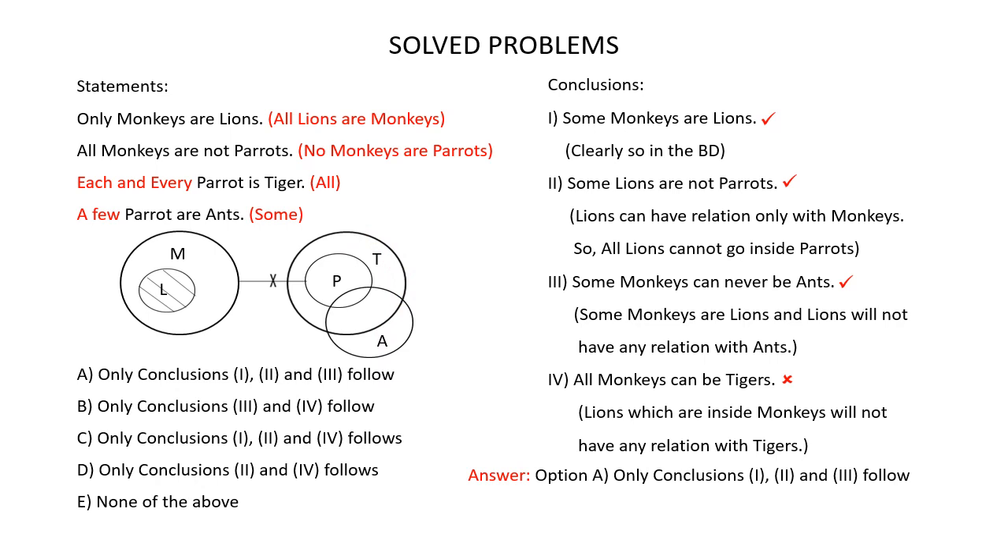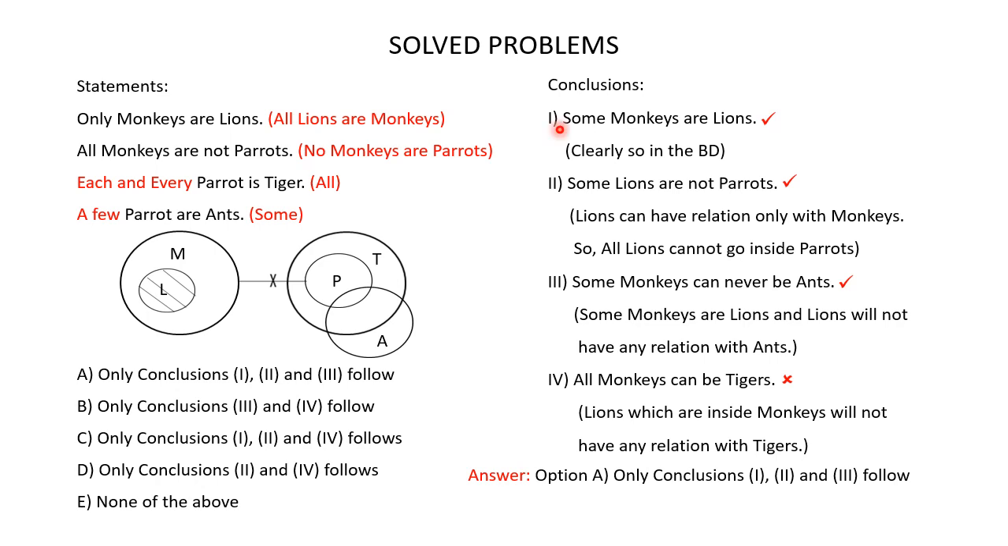A few parrot are ants. The words a few means some. So the statement now becomes some parrots are ants. So there has to be a partial overlap between parrots and ants in the Venn diagram. Now this is the basic Venn diagram for the given statements. Now based on this Venn diagram, let's find out which of the given conclusions follow.